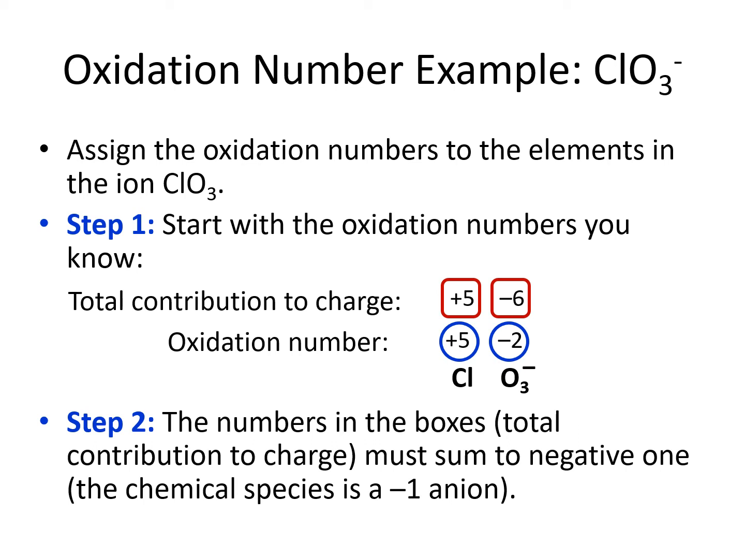We would say in this compound, chlorine has an oxidation number of +5, and oxygen has an oxidation number of -2. Notice that the chlorine does not have its typical -1 oxidation number. That is because the oxygen took priority. It is higher in the list.